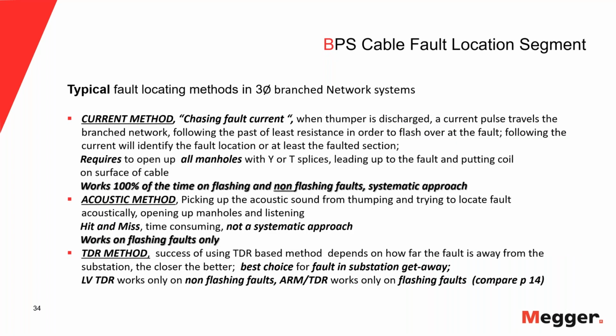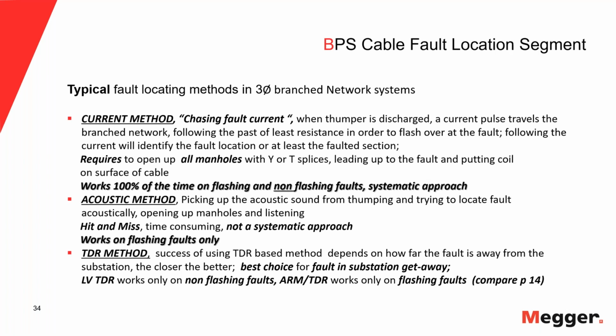Okay, so what are the typical methods to fault locate? We call it the current method, or in the more colloquial jargon, chasing the fault current. Because there's one thing about the fault current. Fault current will find the fault. We cannot see the fault current, so we have to find a method that we can detect the fault current, and that is what we use a galvanometer for. By putting a coil on the cable, and when we thump, we get a current pulse, and with the galvanometer, we can pick up that current pulse, and we see the direction in which we have to go.